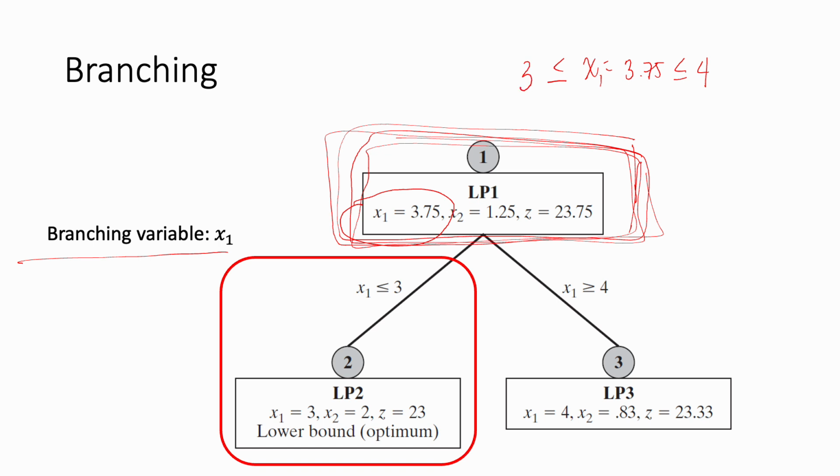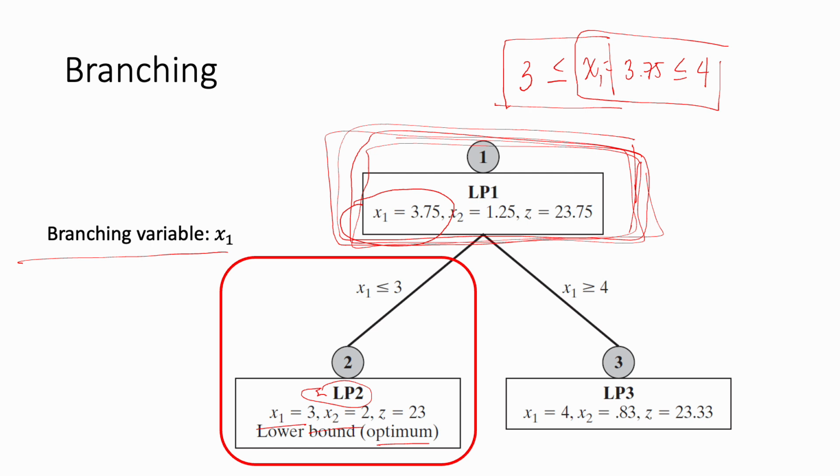Okay, so if we only think of integers, x sub 1 can be greater than or equal to 4, and x sub 1 can also be less than or equal to 3. So this creates the branching. The first branch, which is labeled as LP2, refers to x sub 1 less than or equal to 3. If we solve this problem, we get x sub 1 equals 3, x sub 2 equals 2, and z equals 23.